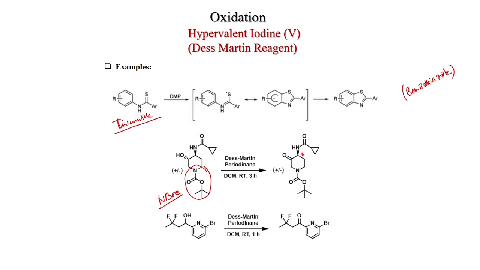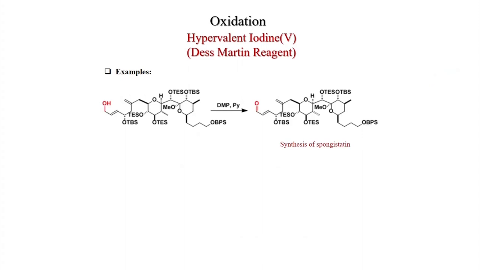Here also you can see a heterocycle is present and also 2 fluorine groups are there, and only the secondary alcohol is selectively getting oxidized to the ketone without disturbing the other groups. This is a complex molecule, and Dess-Martin periodinane, like TPAP, is also used in many natural product syntheses.